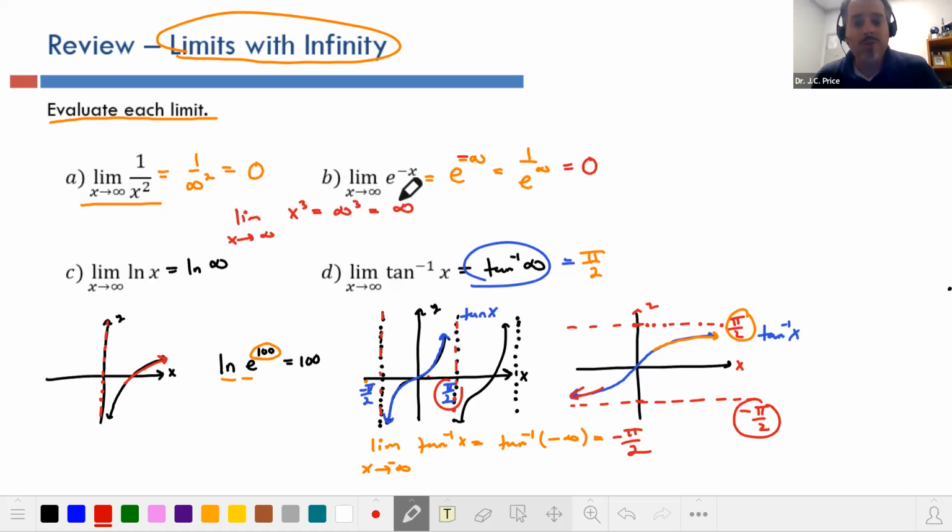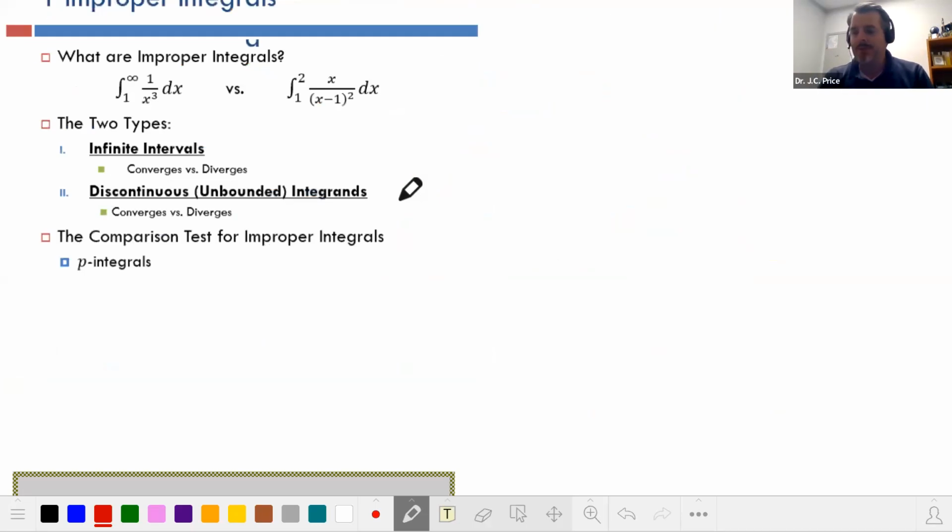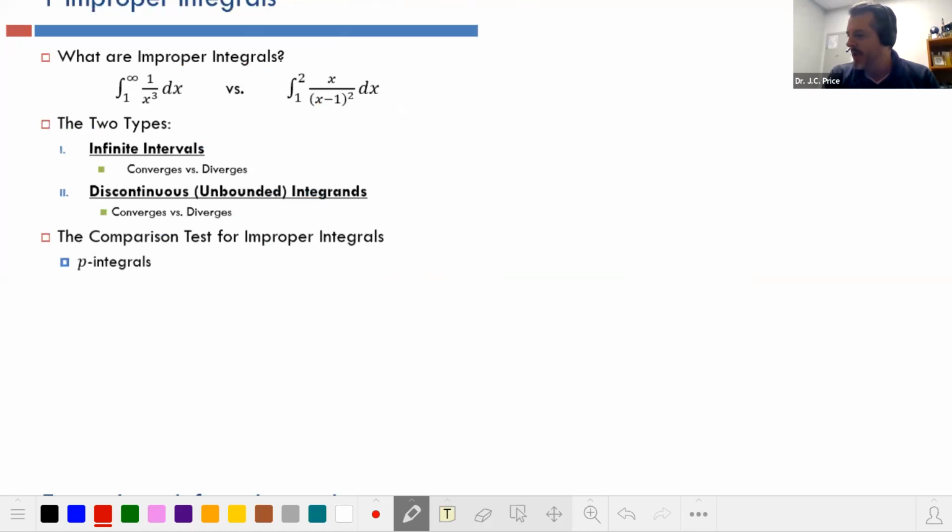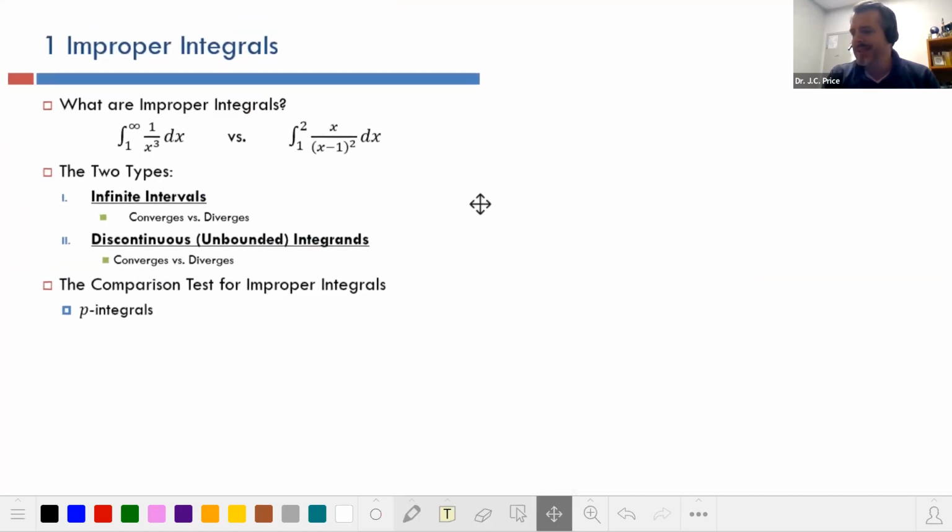All right, so let's move on to some problems here. What we're doing today is something called improper integrals. So what the heck is an improper integral? There are really two types. The first type has an infinity or negative infinity as one of its limits of integration. We call these infinite intervals, basically. And these types of integrals are either going to converge or diverge.